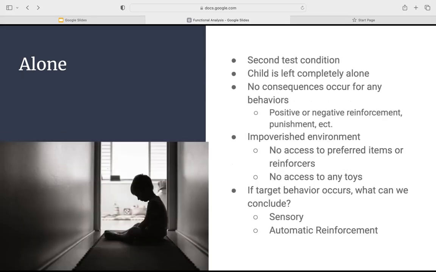The next test condition we will discuss is the alone condition. And in this condition, the child is left completely alone in a room with no access to materials, toys, preferred items, or reinforcers, but there are also no consequences given for any behaviors, including the target behavior. Obviously, if the target behavior is self-injurious behavior and can seriously harm the child, then accommodations need to be made. But here we are looking to see if the behavior occurs without any consequences. So if it does, that may tell us that a function of the target behavior could be sensory, in which the child receives automatic reinforcement.